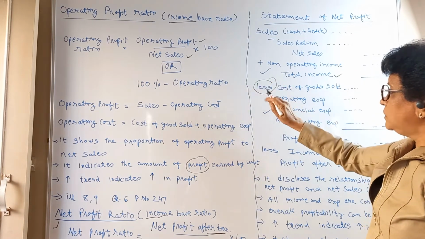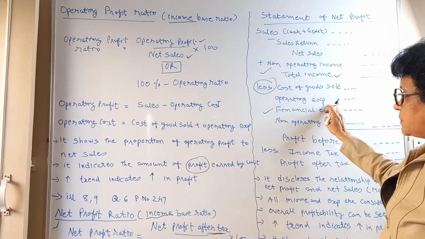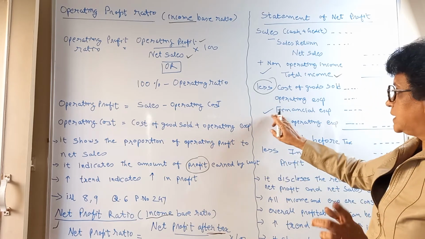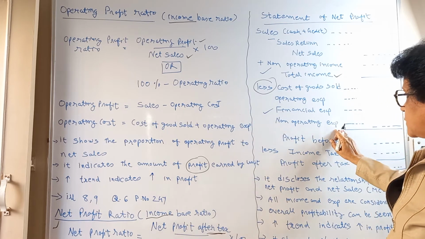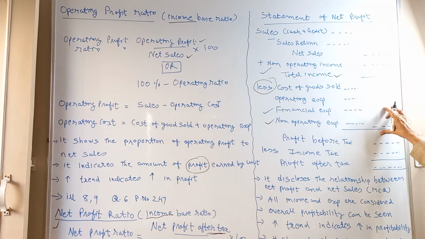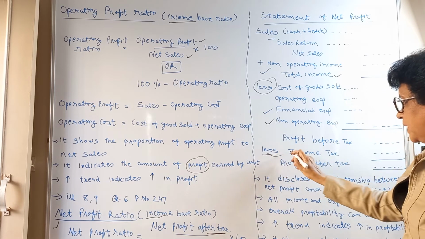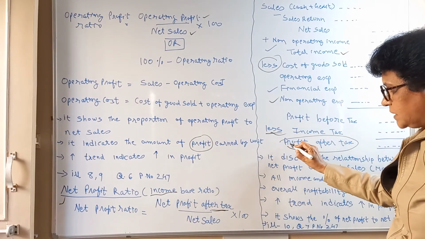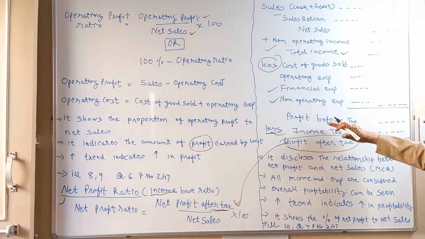Less, minus, you have to do cost of goods sold, which must be there in the question. Operating expense, financial expense. In the earlier ratio, we observed that we were not including financial expense. Here you have to include it. Non-operating expense also you have to include. So total income minus total expense gives you profit before tax. Less income tax gives you the profit after tax. This information you require here, so to get this information you have to work out this much.